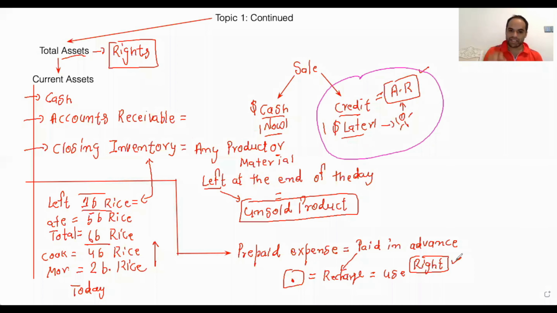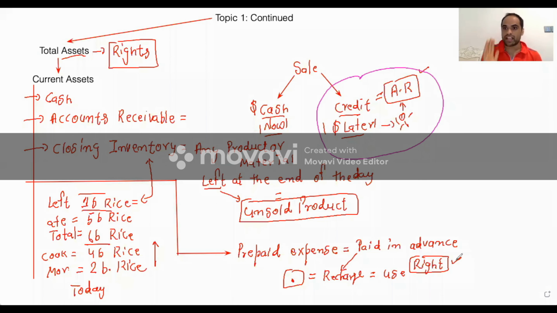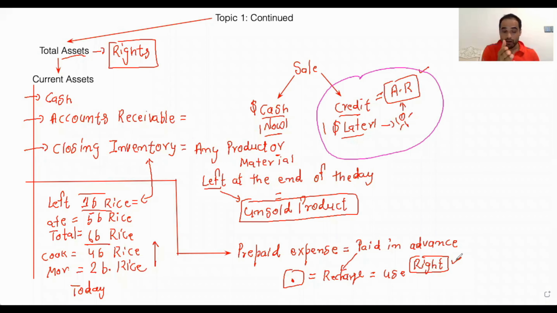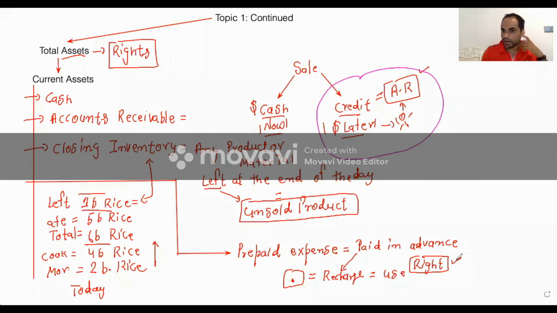So anything in a business that you paid in advance, any expense, any money you pay first without taking any service or without taking any product, you paid money in advance, that becomes your current asset. Remember, when I say you, I mean the company, because we prepare financial reports for the company. So everything is from the company's point of view. So when you pay money in advance, that turns into prepaid expense, right?